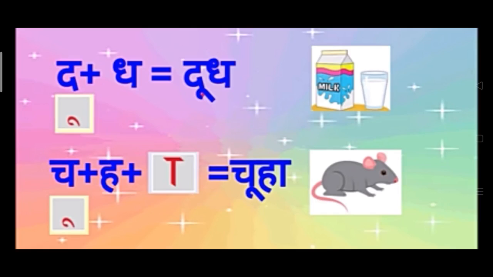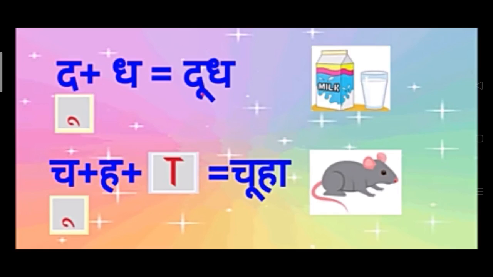Okay. Next we are going to study U ki matra, long U. Da plus U ki matra plus Da. What is that? Dood. Where we are writing this U ki matra also? Below, under the letter. Correct. Dood. You can see in the picture. Then Cha plus U ki matra, Chu, plus Ha plus A ki matra. What is that? Chuha. Understood everyone?